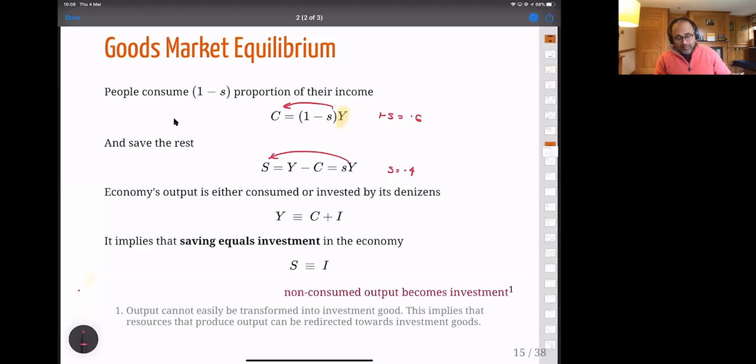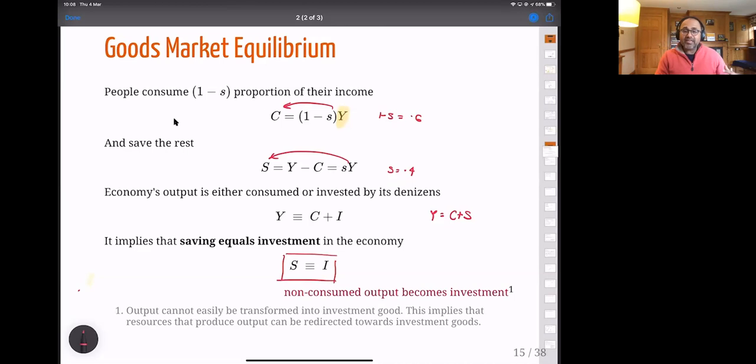The income of the economy is consumed and saved. And from that, for the economy to be in balance, for the goods market to be in equilibrium, you would have Y equals Y. So that means C plus S equals C plus I. And that means saving and investment always have to be equal.